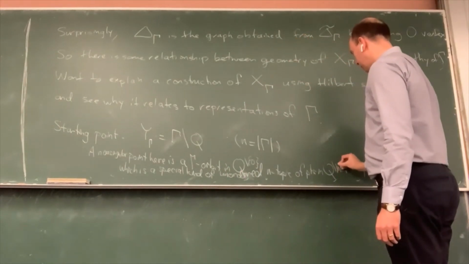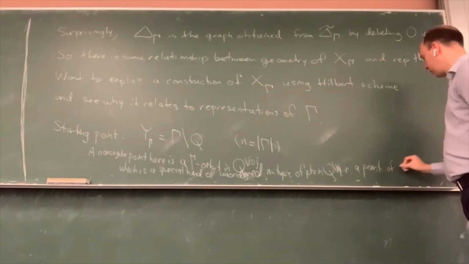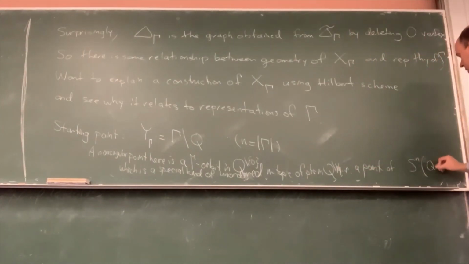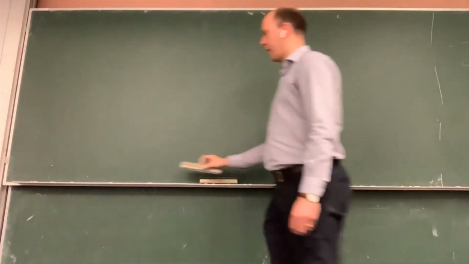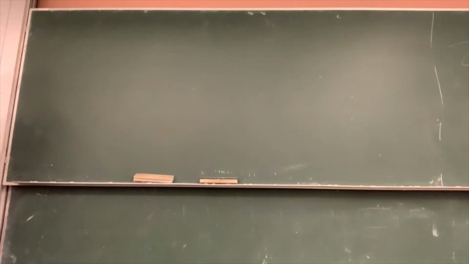Points in Q with the origin removed. So it's a point of the nth symmetric power of Q with the origin removed. So when we're looking at these quotient varieties Y gamma, the points are collections of points. I mean, they're orbits. And the size of the collections of points is the order of gamma. So the Hilbert scheme stuff we've been talking about is about finding nice ways to let collections of points coincide.